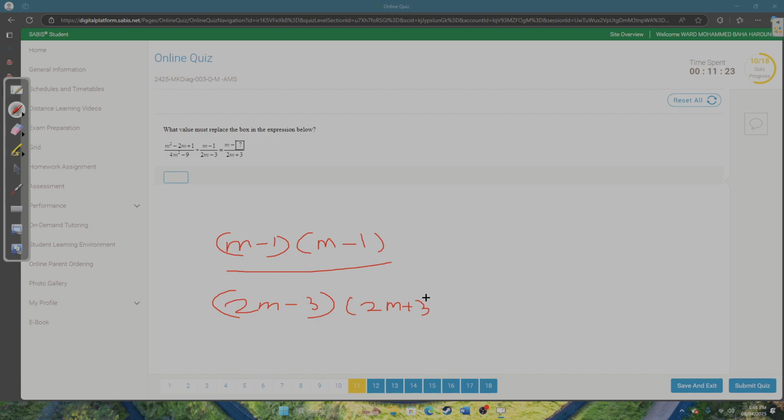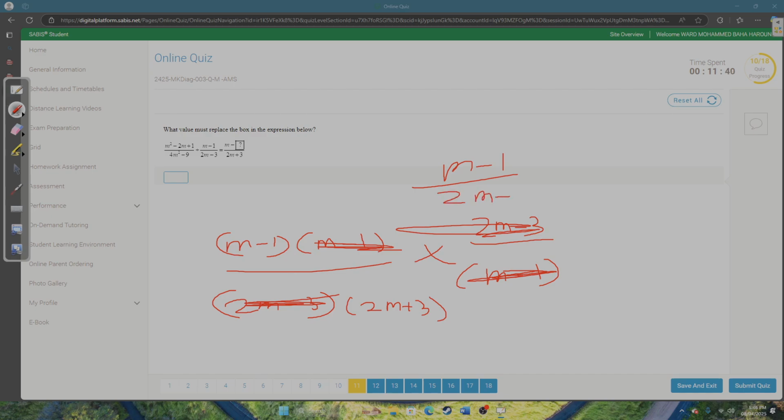Divided by, let's do KCF first, keep change flip. So keep this fraction, change the sign and flip the fraction. You can't really do anything here, so now you can simplify: m minus 1, 2m minus 3 with 2m minus 3. You're left with m minus 1 over 2m plus 3. They're asking what the box is, it's 1.